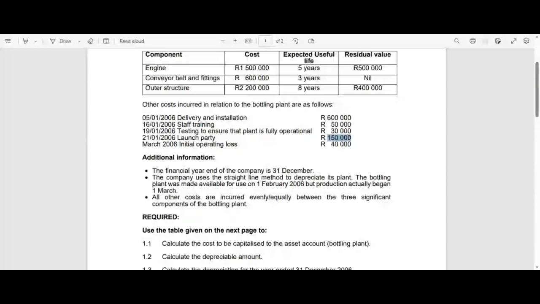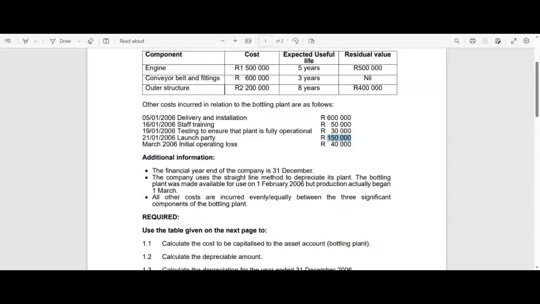if you should be of the opinion that the launch party is a necessary cost, let's see if it then qualifies as a directly attributable cost. Now we've got to ask the two subsequent questions. Does that launch party play any role in the location of the asset? Yes or no? No, right? No, it does not play any part in the location of the plant.